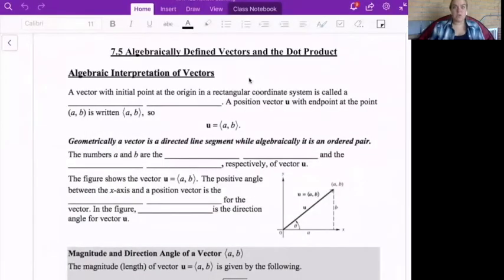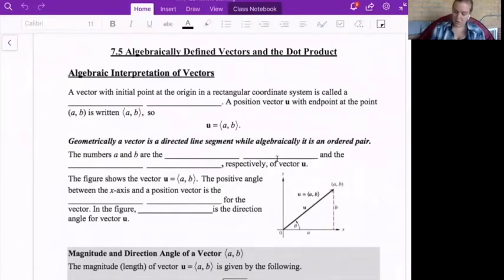So today we're going to be finishing up chapter 7, talking about algebraically defined vectors and dot products. So basically just what vectors are useful for. And so, yeah, let's go ahead and get to the notes. Okay, so the algebraically defined vectors, we're not really going to fill in a lot of this stuff, just because it's a lot of technical mumbo jumbo.